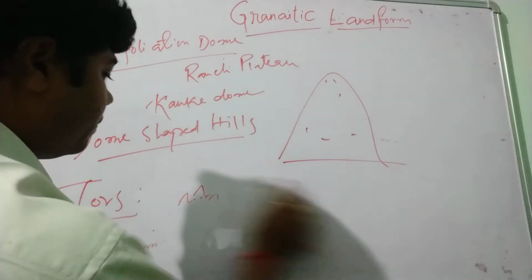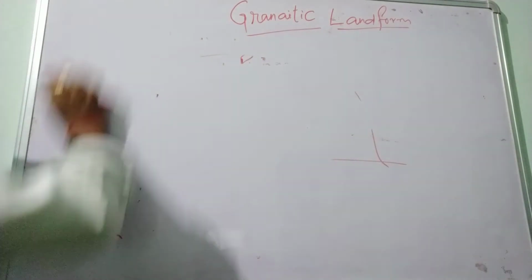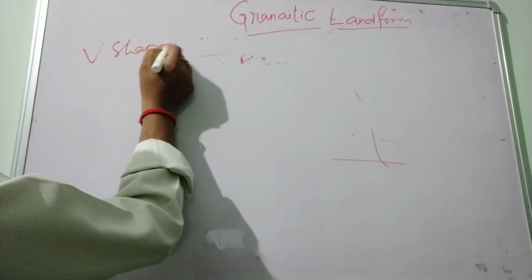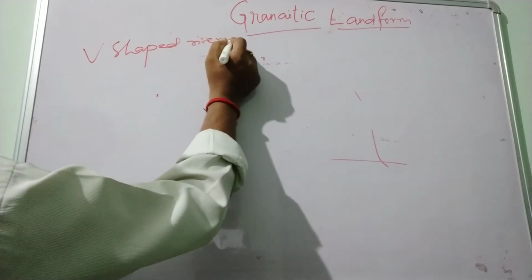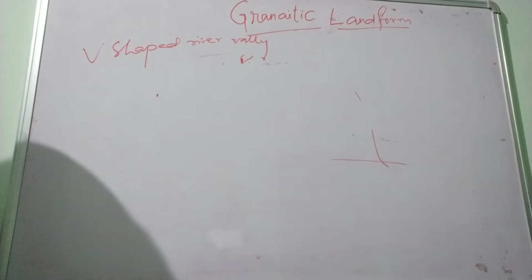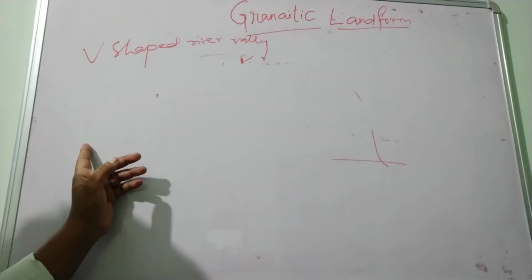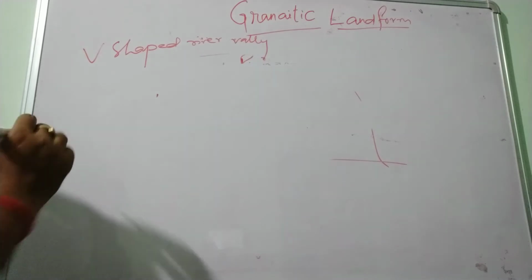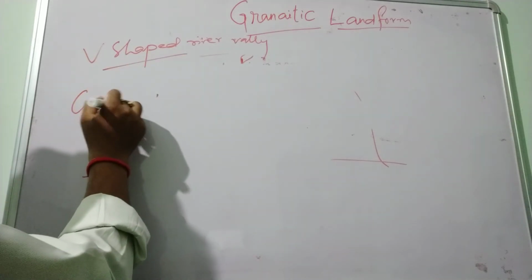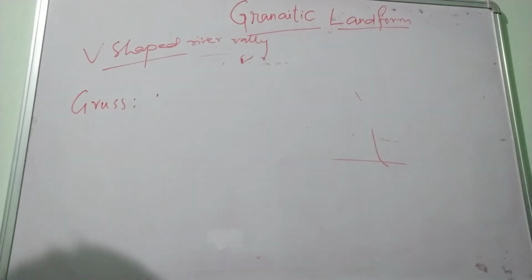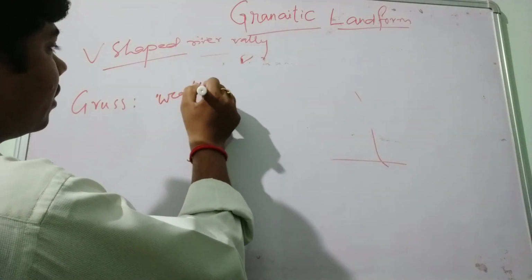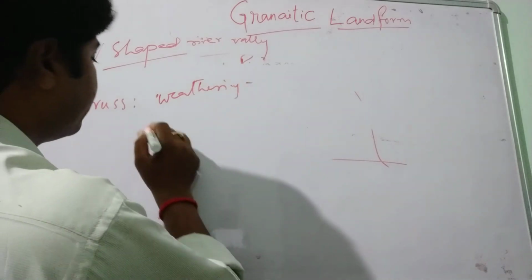V-shaped river valleys. These are formed due to numerous surface streams, and they are stripped due to the resistant nature of the granite. Grus: a loose accumulation, that is, fragmented products formed by the process of weathering from the granitic landforms.